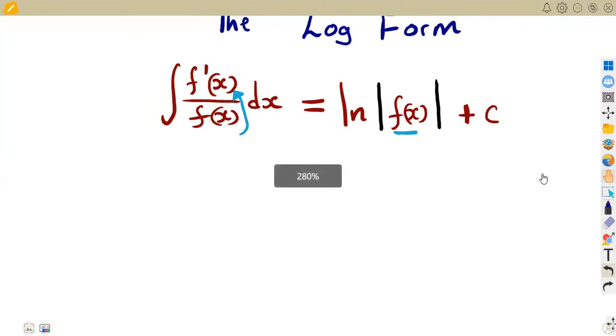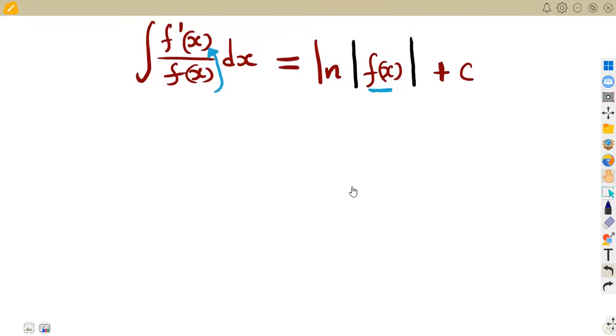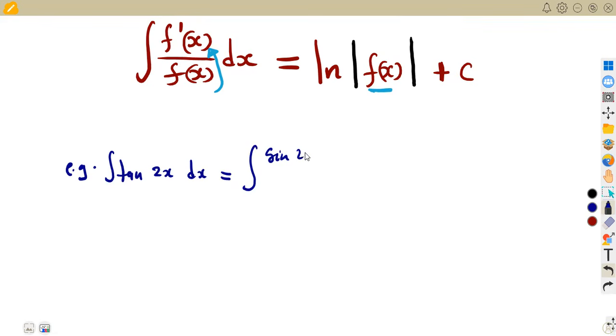All right, let us take into consideration these typical questions that I'm having. Let's say, for an example, we are given to integrate tan of 2x with respect to x. Remember from our trigonometry, you know that tan is sine over cos. So to have it as a fraction, we're going to have the integral of the sine of 2x over the cosine of 2x with respect to x.